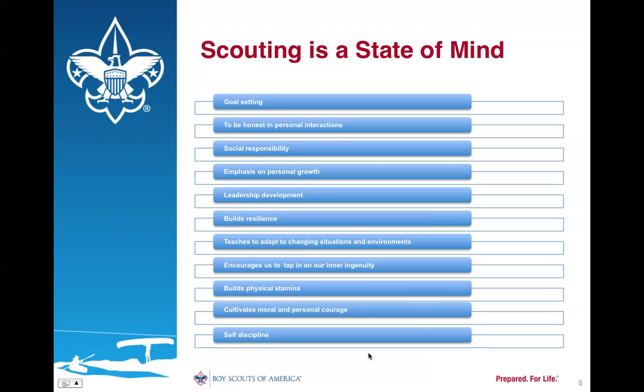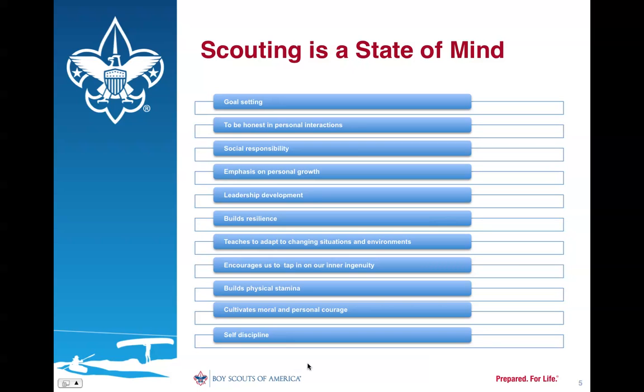These are some features that I created myself when I was in scouting. You won't find these anywhere else, but I think it's important to focus on the fact that scouting really does help with goal setting, personal interactions, social responsibility, an emphasis on personal growth, leadership development, and it builds resilience and teaches us to adapt to changing situations and environments. You'll see that a lot in the camporee activities or with camping or any of the outdoors programs. It encourages us to tap into our inner ingenuity, builds physical stamina, cultivates moral and personal courage, and it focuses on self-discipline.